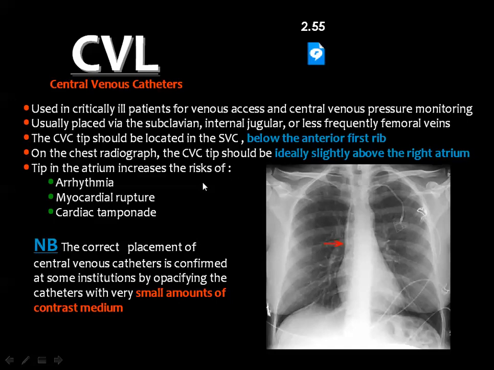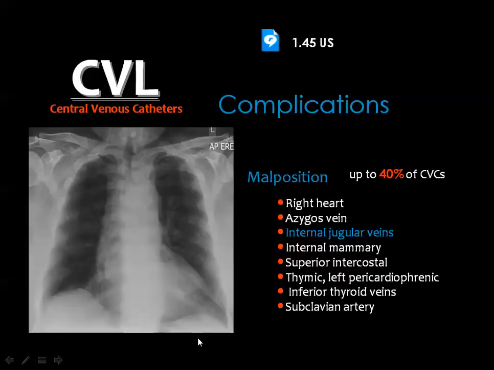It is better, according to the literature, to have a chest radiograph after the insertion of the central venous line, to assess its accurate position, and also to show if there are any of the complications that will be mentioned in a moment. If the tip of the catheter has reached the right atrium, there is some risk of arrhythmia, some risk of myocardial perforation or cardiac tamponade.